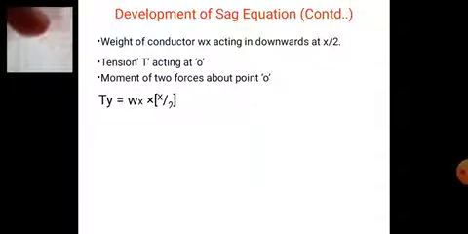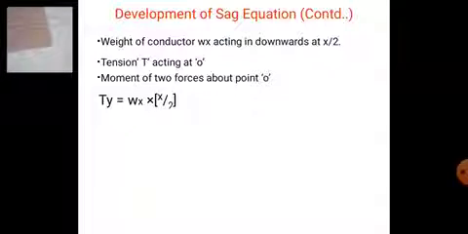Here the length Y is equal to the sag, the vertical component, and X is equal to, what is X? X is equal to L by 2. Substituting this, Y is equal to WX square by 2T. Here Y is equal to sag and X is equal to L by 2.